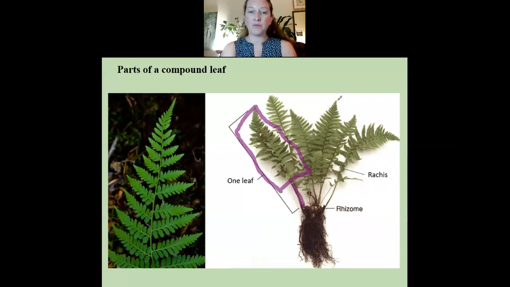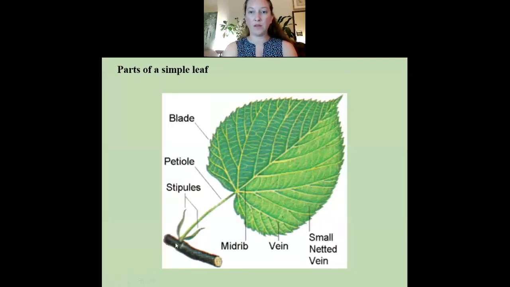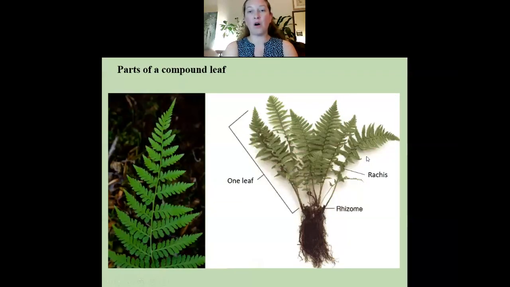The only main difference is that, remember, in the previous slide we had the midrib as that central vein. If you have a compound leaf, you don't call it the midrib anymore. Instead, you call it the rachis. So the rachis is this part. The rachis is kind of like the extension of the petiole into the lamina or blade, but it's basically the midrib of a compound leaf.